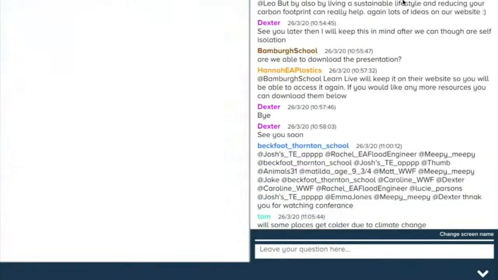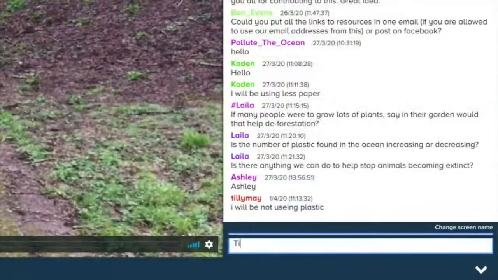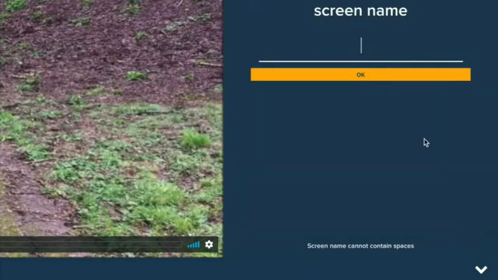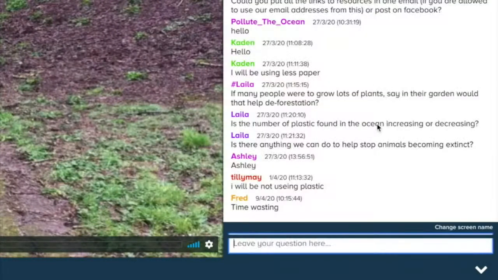Now this bit is for the parents, guardians and teachers. The best bit about the live chat facility is that it is completely moderated, so you don't need to worry if your young person leaves a silly comment, as it will only show on their screen and no one else's.